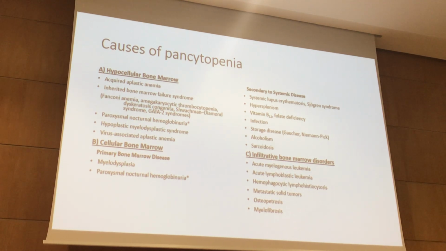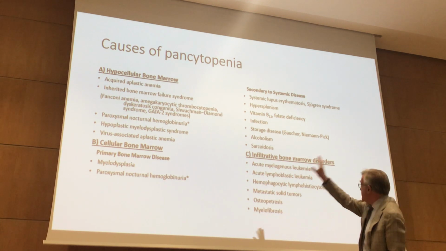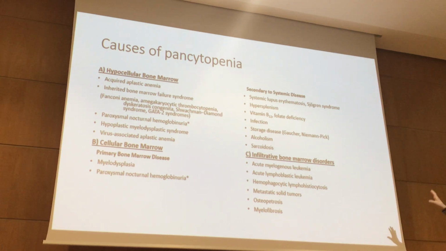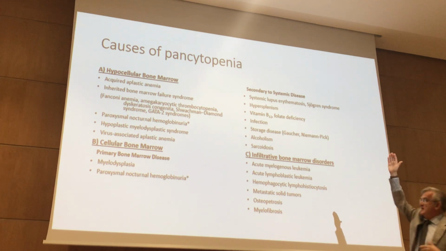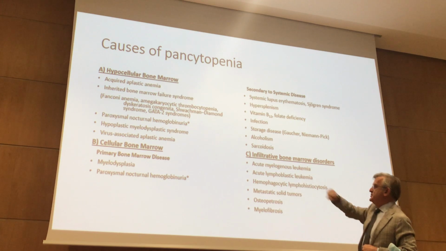So pancytopenias can be seen with a hypocellular bone marrow or with a cellular bone marrow, or the bone marrow can be infiltrated by cells other than hematopoietic cells. If it is a hypocellular bone marrow, the only thing we can think of is, of course, aplastic anemia or bone marrow failure syndrome. You can see a list of these, either acquired or inherited. We will go into details of all these.